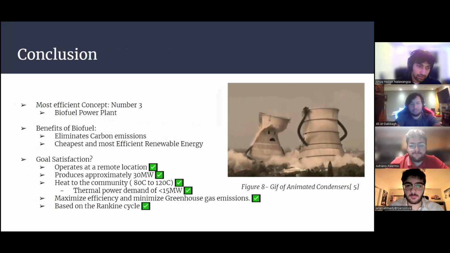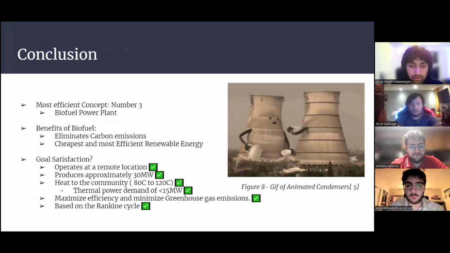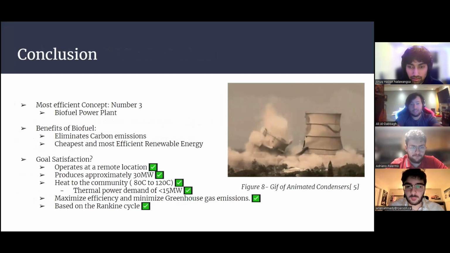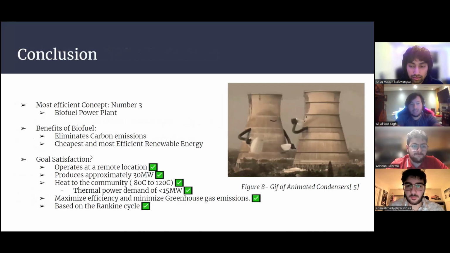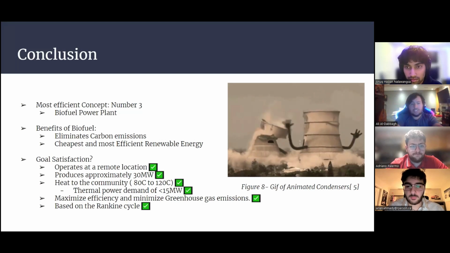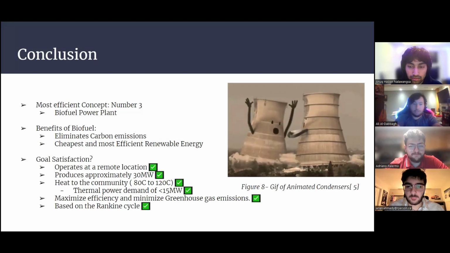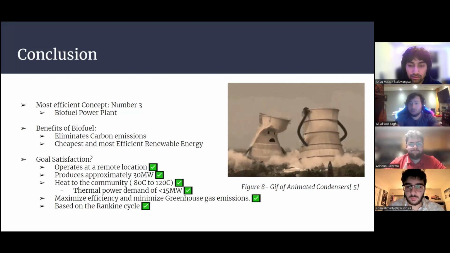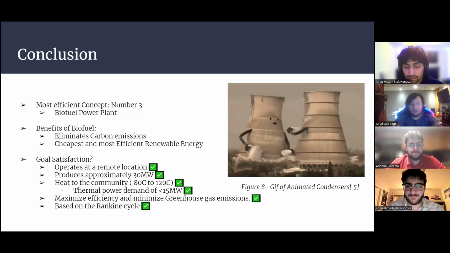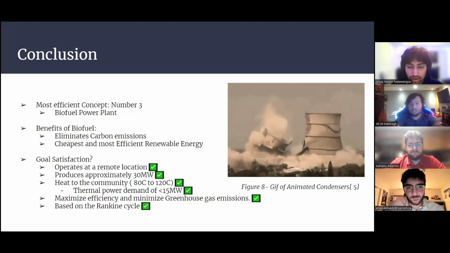All right, so for the conclusion, our final concept is concept number 3, which is the biofuel power plant. We chose that concept because, number 1, it eliminates carbon emissions, as Adriano mentioned, and it is also the cheapest and the most efficient renewable energy, as Aryan also mentioned. So does it actually satisfy our goals for this project? Well, actually it does. For number 1, it's possible to operate this setup at a remote location, for example, a small town or a village. Number 2, it produces the required power for this project, which is 30 megawatts.